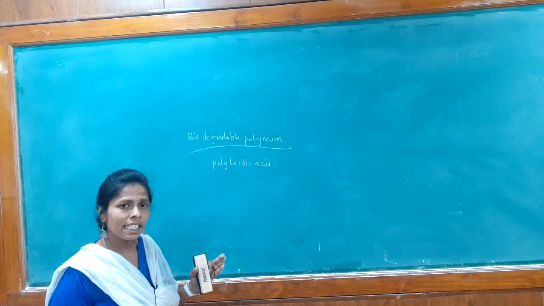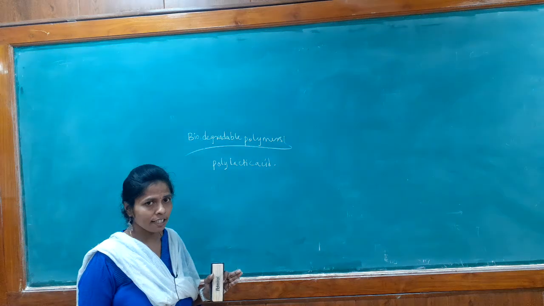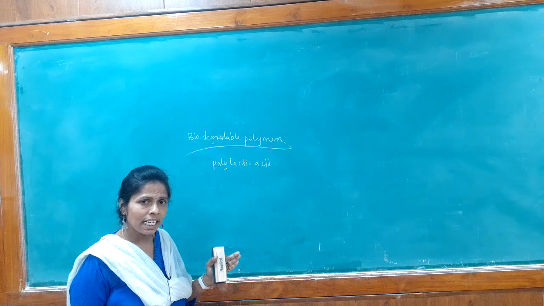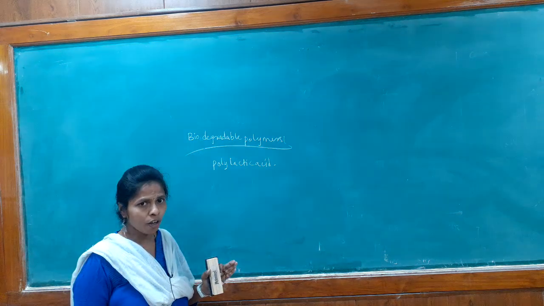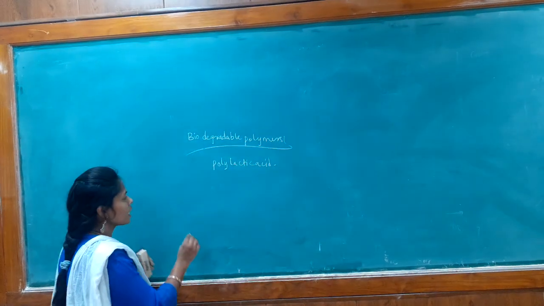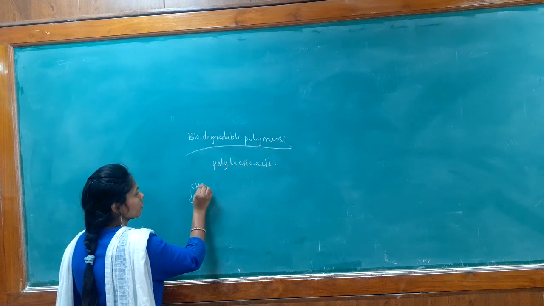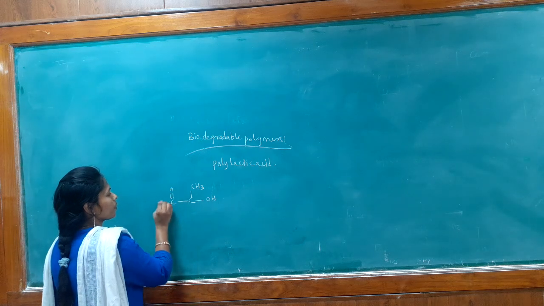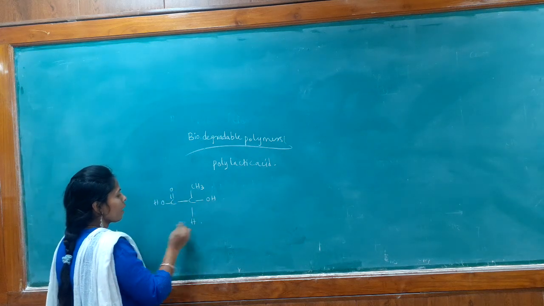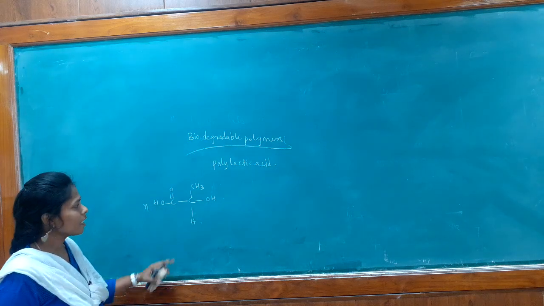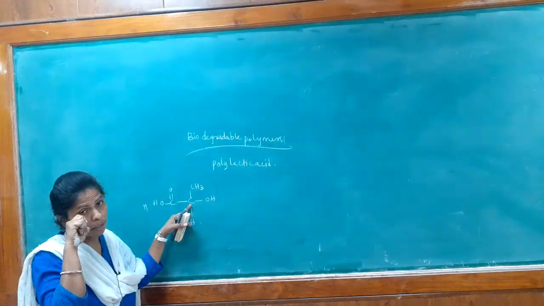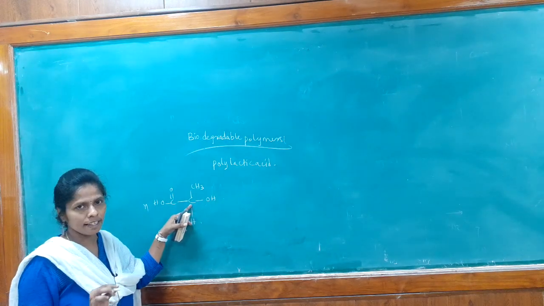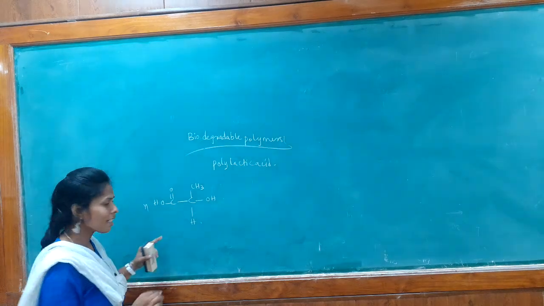Polylactic acid is synthesized by the condensation polymerization of lactic acid. So this is the lactic acid. We have a chiral carbon in the lactic acid. This is a chiral carbon. A chiral carbon is nothing but a carbon surrounded by 4 different atoms or groups. So this is the lactic acid.